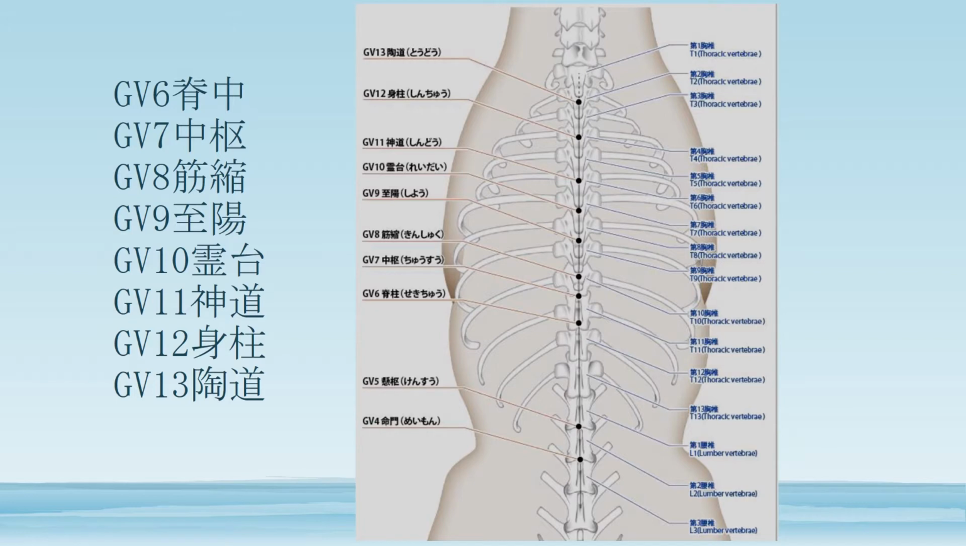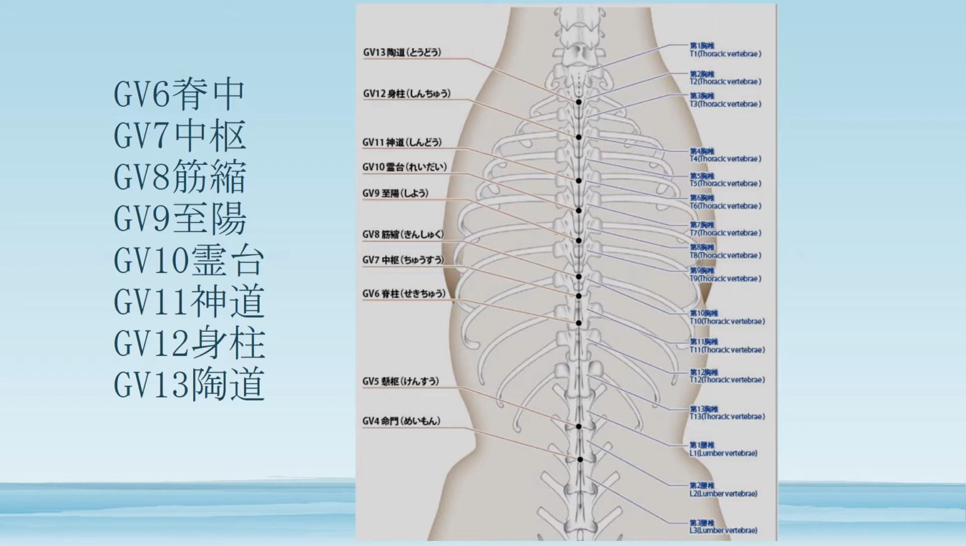Next is GV7. You go one above GV6 and it is between the 10th and the 11th. Next is GV8. It is in between the 9th and the 10th. You skip one and next is GV9. It is in between the 7th and the 8th. Next is GV10 in between the 6th and the 7th. Next is GV11. It is in between the 5th and the 6th.